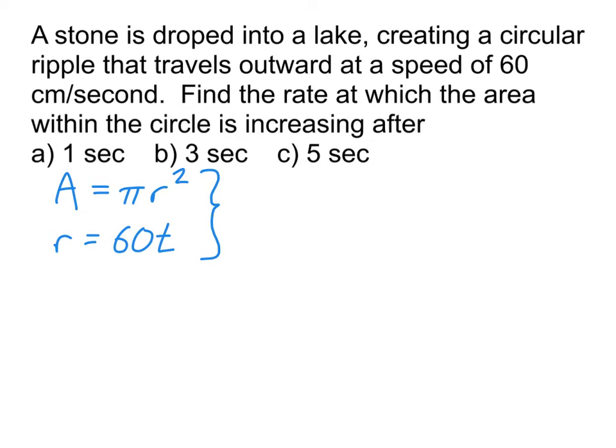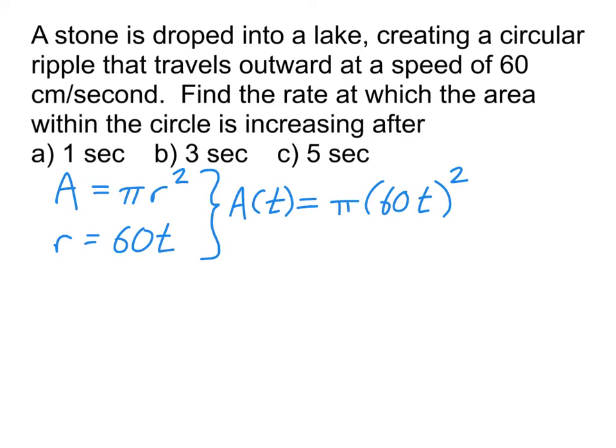I can now combine them into a single equation that will give me the area in terms of time, which is what we want. Because then we can take the derivative with respect to time, and it'll actually give us a rate with respect to time. So A of t equals pi times (60t) squared.